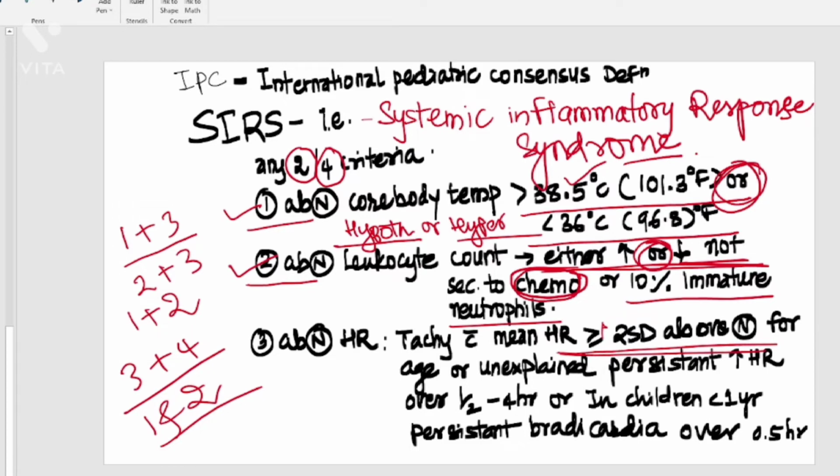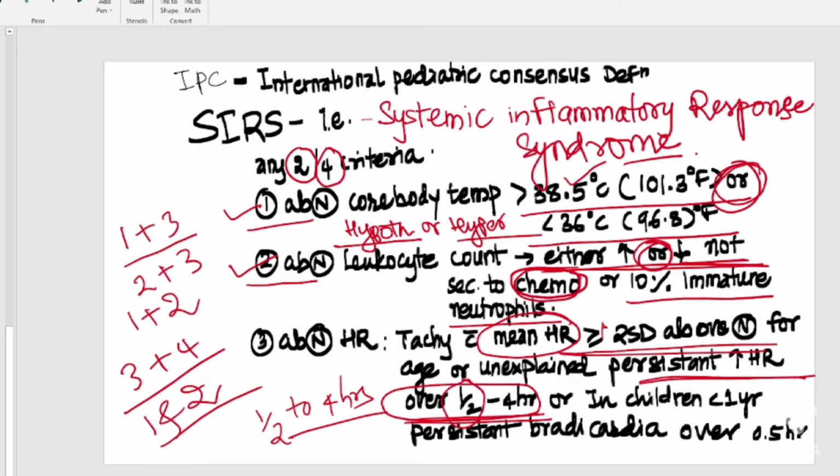And obviously the mean heart rate is according to the age of the patient. And the time period is important, which is half an hour to 4 hours. Tachycardia should persist for half an hour to 4 hours. Not that you irritate the patient and say the patient has had tachycardia for 5 minutes and so you have taken this criteria. No, not like that. The patient has tachycardia persistent for half an hour to 4 hours, or in children less than 1 hour, persistent bradycardia over half an hour.